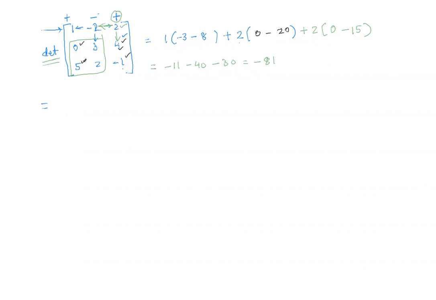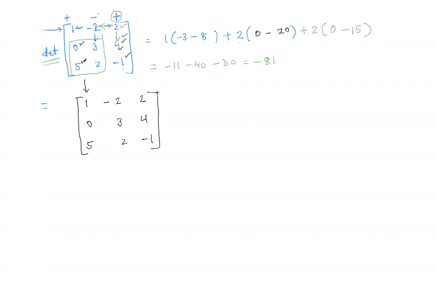Now I'll give you a couple of minutes only to take the same matrix: 1, -2, 2, 0, 5, 3, 2, 4, -1. The same square matrix. This time, however, you don't expand it along the first row, but rather expand it along the first column. Everybody, go ahead and do it. I'll give you a couple of minutes.